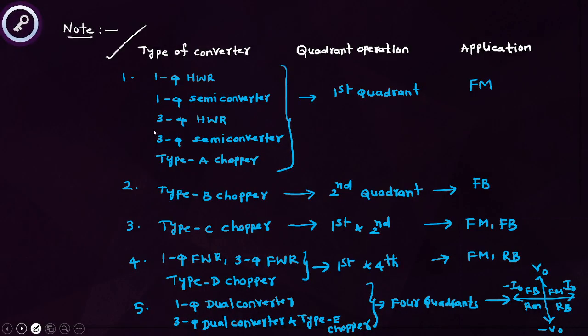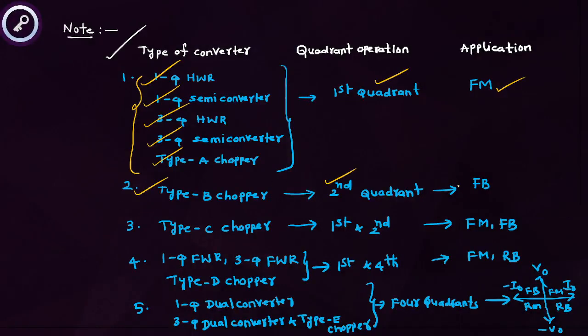And this is the final conclusion with respect to quadrant operation. Single phase half wave rectifier, single phase semi converter, three phase half wave rectifier, three phase semi converter, type A chopper: first quadrant, forward motoring. All these circuits operate in the first quadrant only. Type B chopper only second quadrant, forward braking. No other circuit is in the second quadrant.